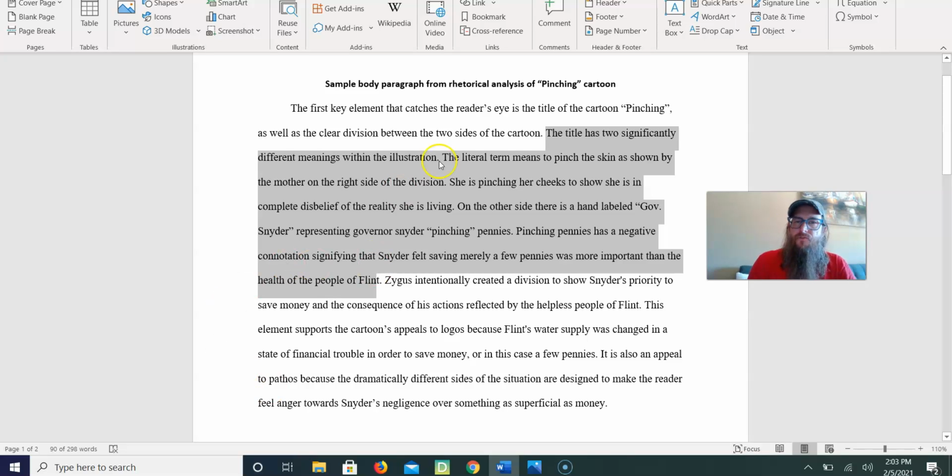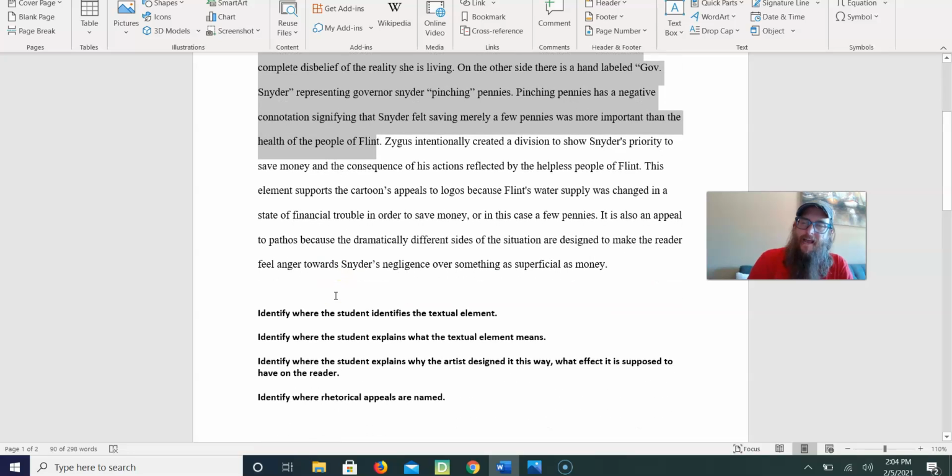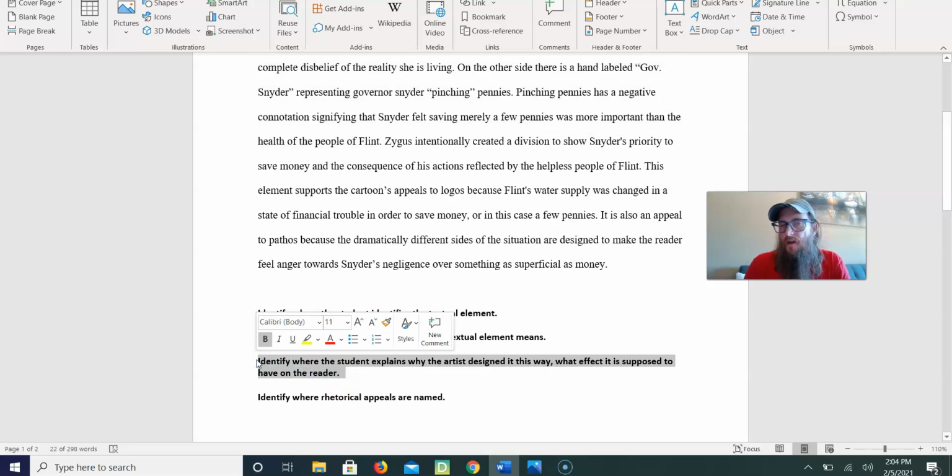So she explains why she's pinching her cheeks and what pinching pennies means, and then connects that to the title. But that's not all of the work. Some students kind of stop there, right? Because it's fun to explain meaning. But if we're going to do a rhetorical analysis, we have to talk about the purpose. Why did Zygus design it that way, right?